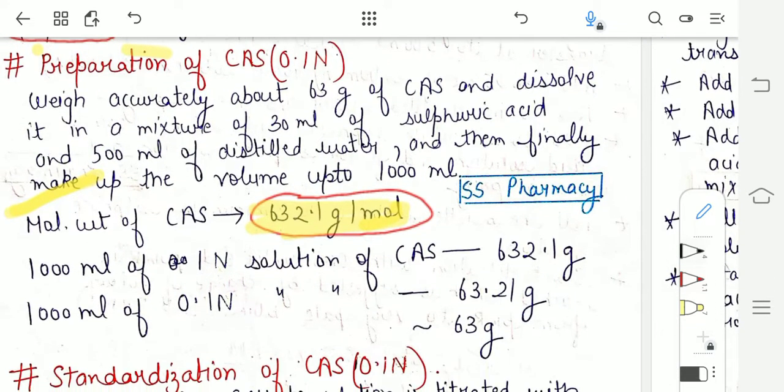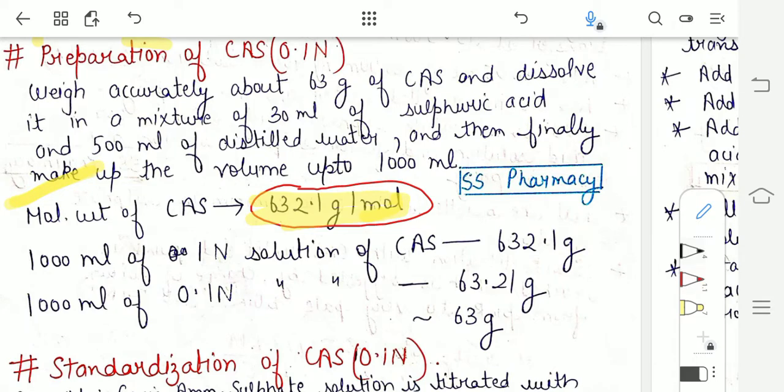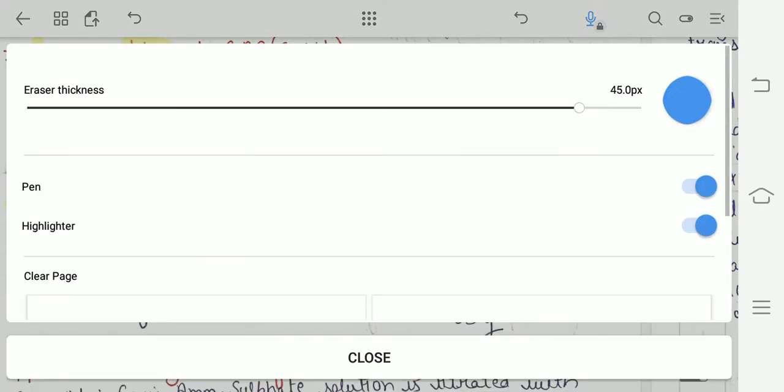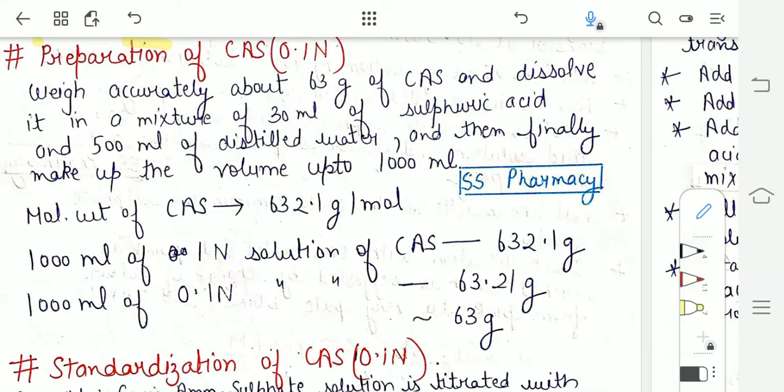So this preparation and all these standardizations depend upon the n factor. We need to know the n factor, and then we can easily calculate whether we have to prepare a normal solution or a molar solution. It all depends upon the calculation. It is a very simple concept.